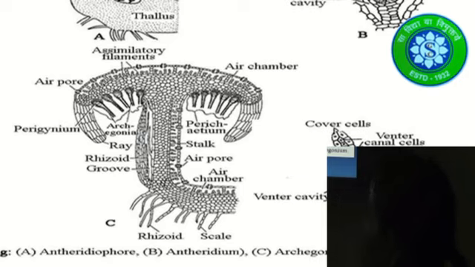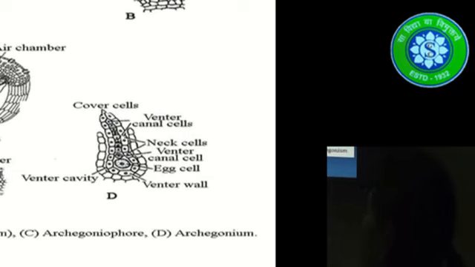Below that, it is supported by a stalk-like structure. This stalk-like structure is known as the archegoniophore, and throughout the archegoniophore, the same type of assimilatory filaments along with air pores and air chambers are also present. Below the epidermis, there are also some air pores and air chambers, and some unicellular and multicellular scales and rhizoids are also present to anchor the plant body to the substratum. And picture D is the enlarged view of an archegonium.